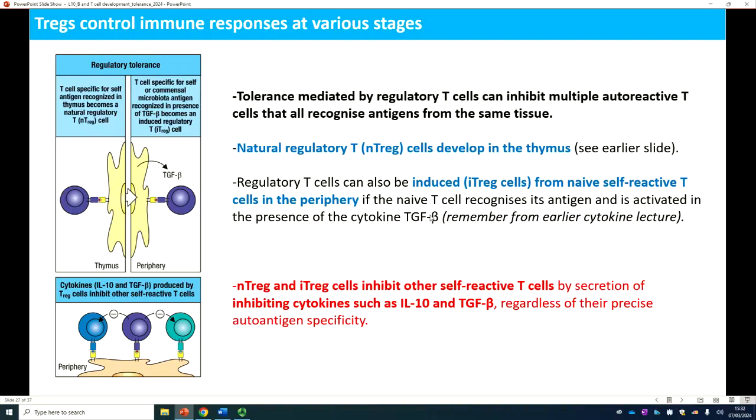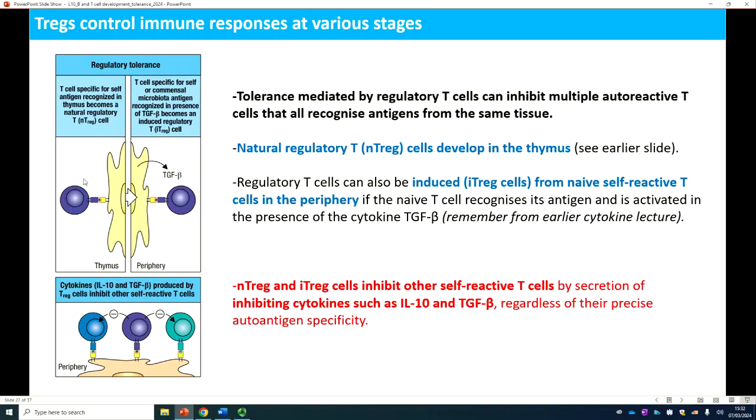And if you remember, one of the polarizing cytokines was TGF-beta. So if we have a naive self-reactive T cell that has made it through into the periphery and it starts to recognize antigen and it's being activated, but it's being activated in the presence of TGF-beta, that's going to help it become an induced Treg.